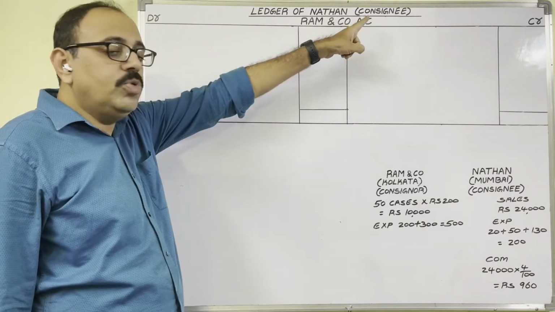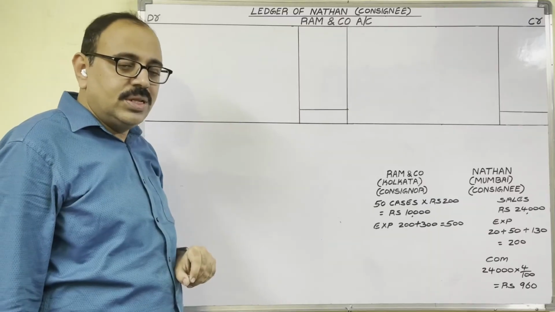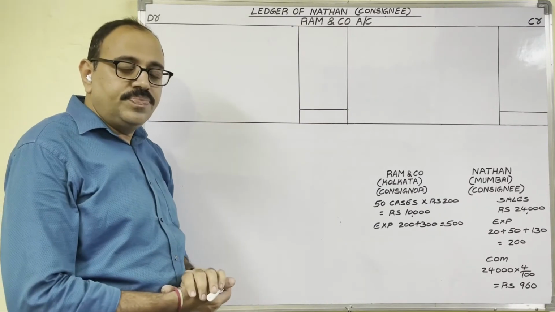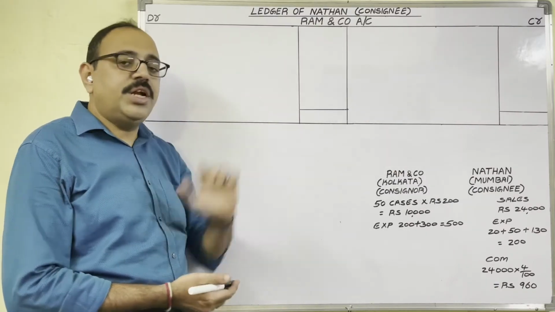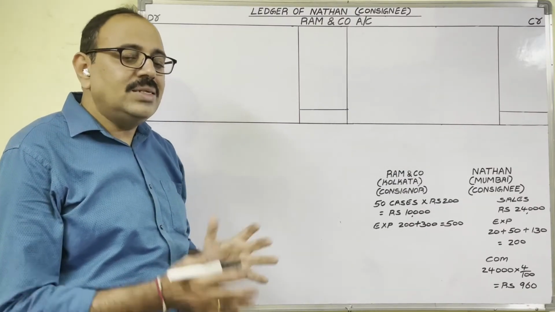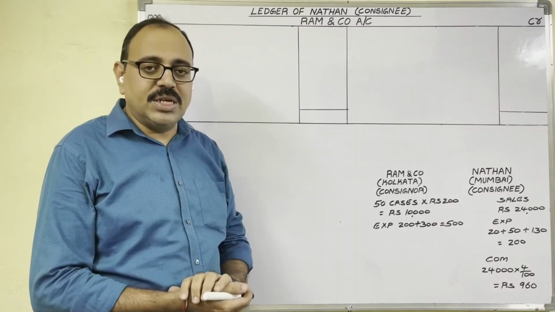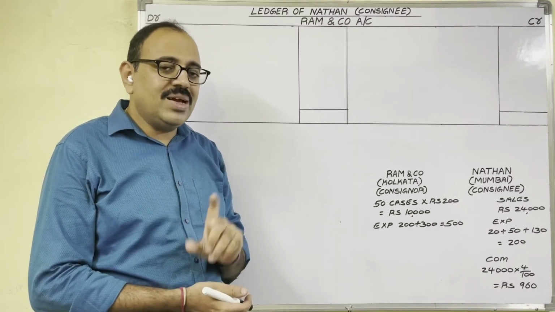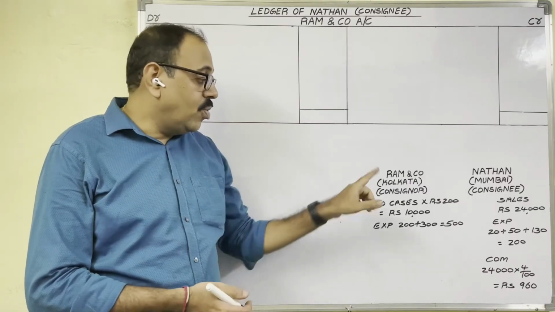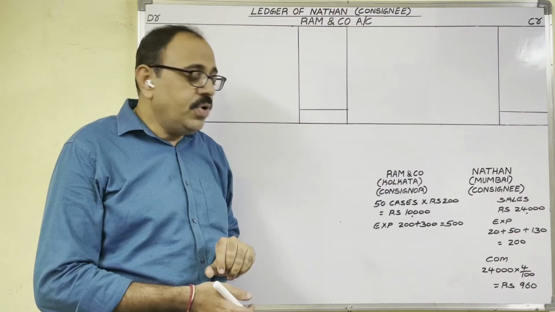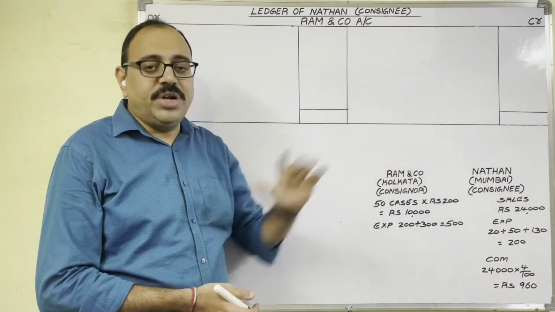In consignee's books, he prepares only one account. That is consignor's account, Raman Company account. Why he is not preparing consignment account? Because consignment account is prepared to know about the profit or loss in consignment business. And who is concerned with the consignment profit or loss? Only consignor, not a consignee. He is only an agent. Therefore, he need not to prepare consignment account.